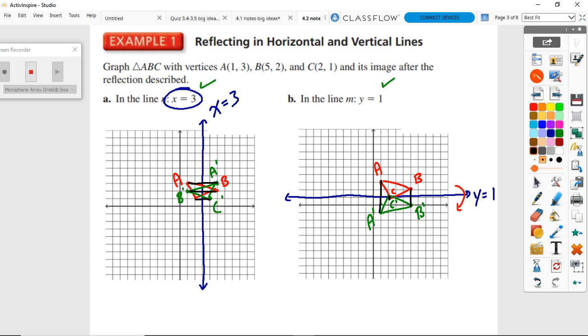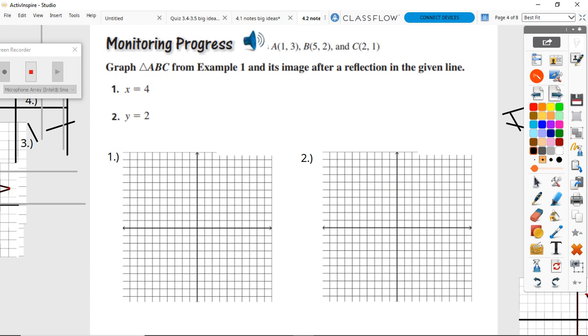All right, I want you to go ahead and pause the video here, take a sec, and see if you can reflect across these two lines.